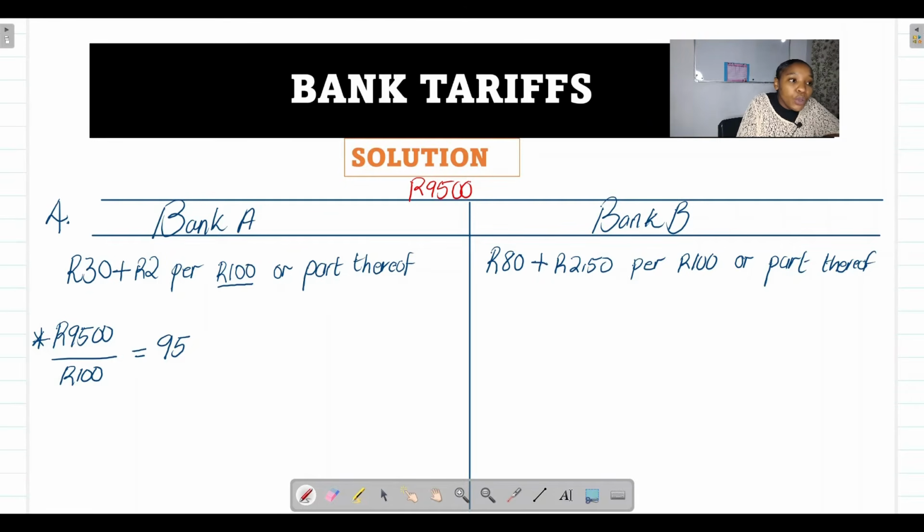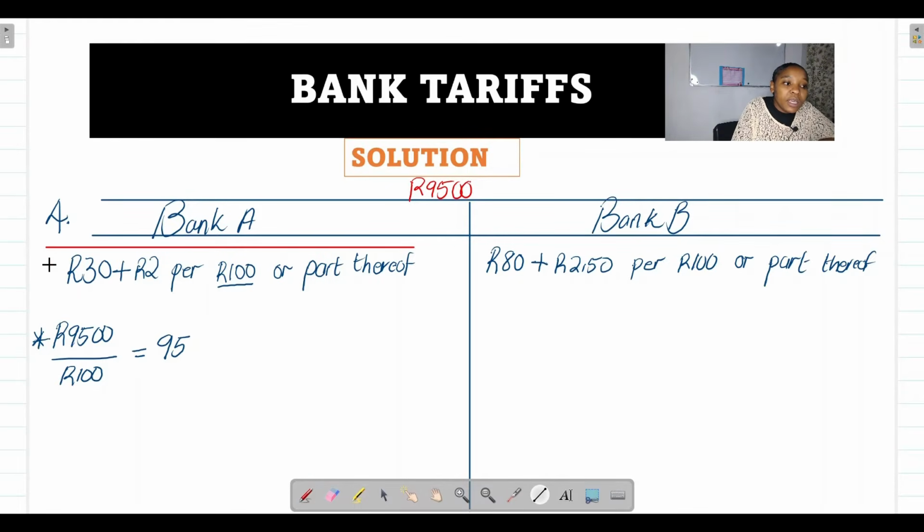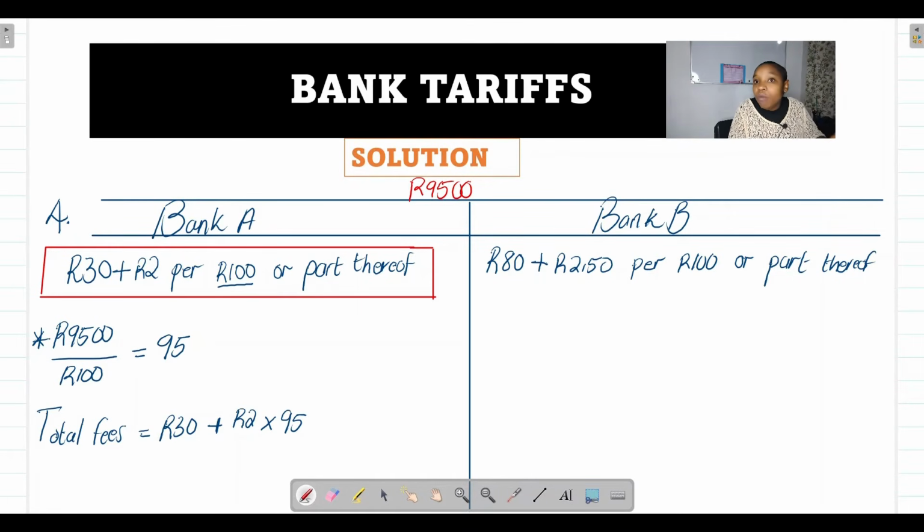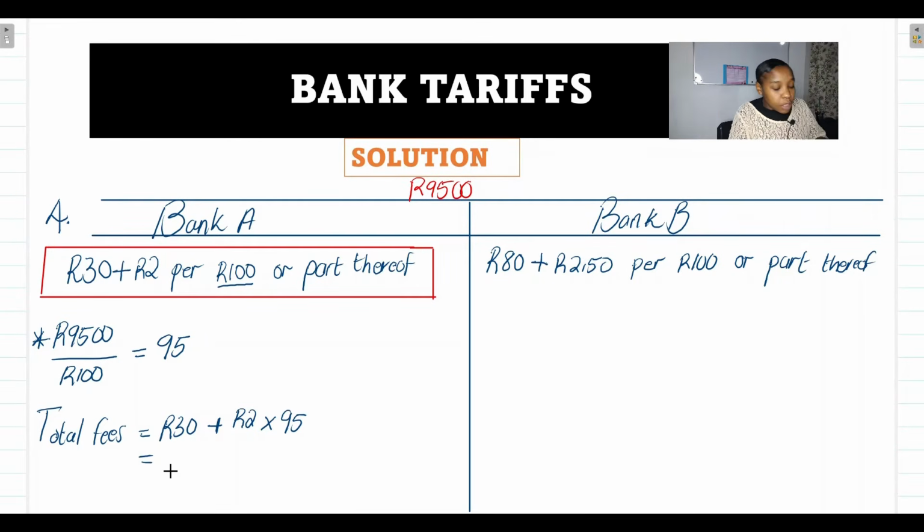We can now use this formula to calculate the fees that you'll pay for Bank A. According to the formula, the total fees are equal to the 30 rand, plus you take that 2 rand and multiply it by 95. Here, guys, we don't have to round up anything, because you don't get a 95.7 or 95.4, so we just use that value as it is. Then we substitute these values into our calculator to get the total fees.